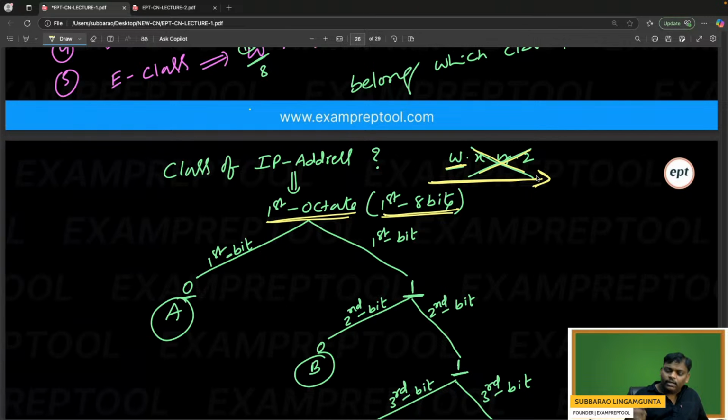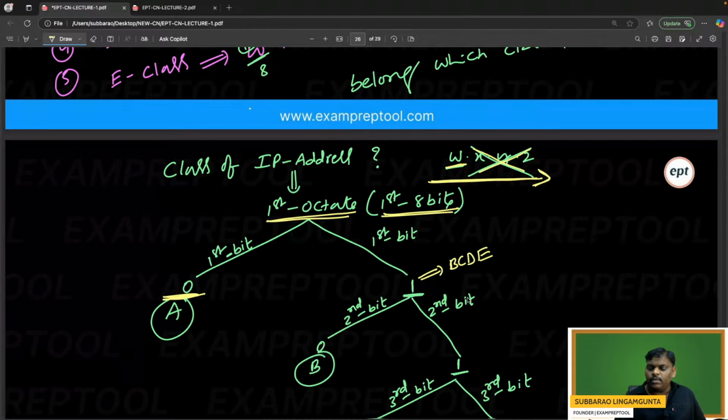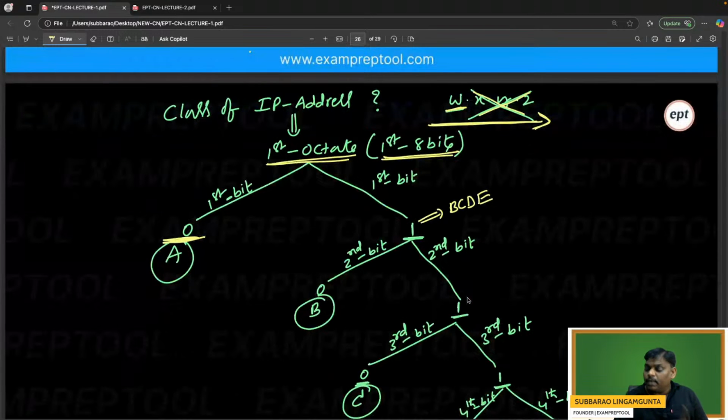If the first bit is 0, Class A. If the first bit is 1, the answer is B, C, D, E, it can be anything. Now if the second bit is 0, then Class B. If the second bit is 1, then the answer is C, D, E.